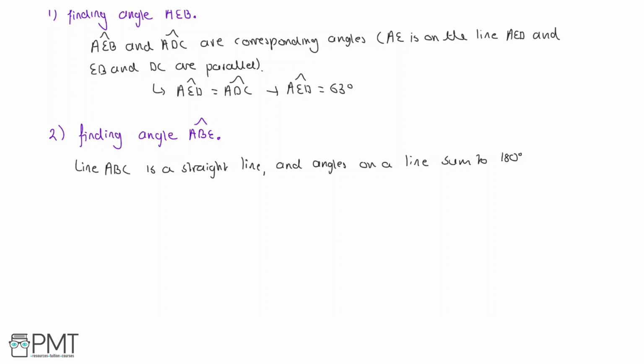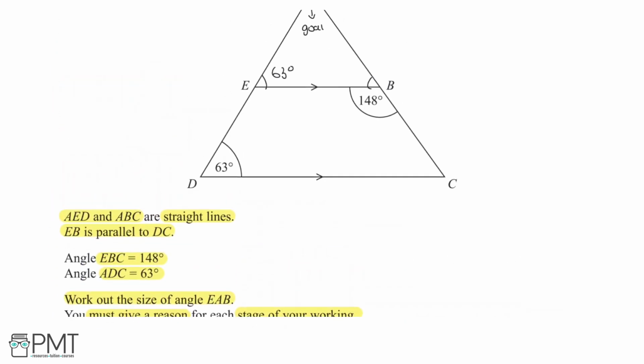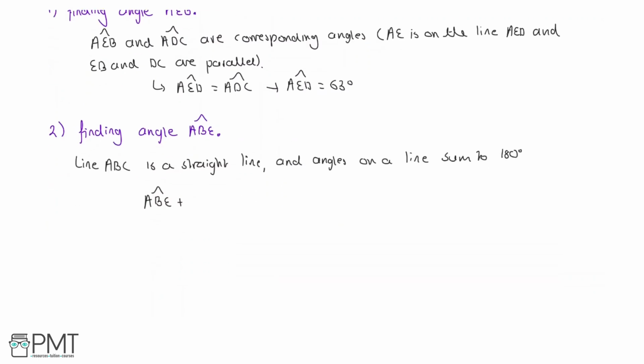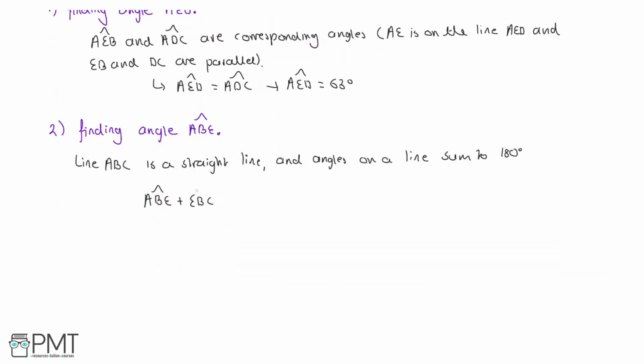So what we're going to say is that angle ABE plus, what is the other angle? It is EBC. Plus angle EBC equals 180 degrees. So we know that angle EBC is 148 degrees, so plus 148 degrees equals 180 degrees, like this.